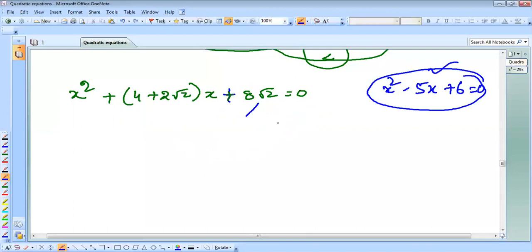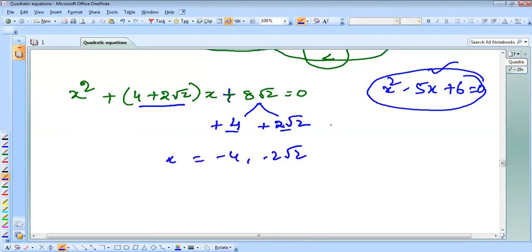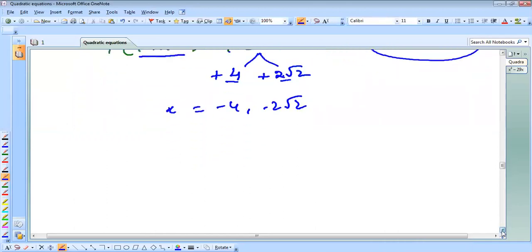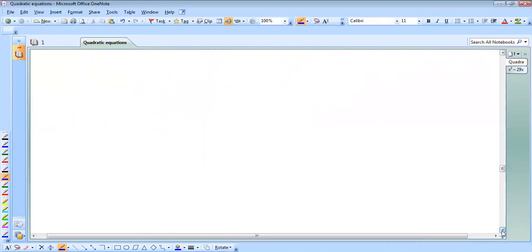See here, 8 root 2, we have to write it as a product of two factors. The sum of these two factors should be 4 plus 2 root 2. That means one is 4, another one is 2 root 2. So plus 4 plus 2 root 2 we require. The next value will be minus 4 minus 2 root 2. Don't think this is a tough question, friends. I'll explain with another example also, but you know how to compare these values and all these things. I'll give you one more example regarding this type of question.